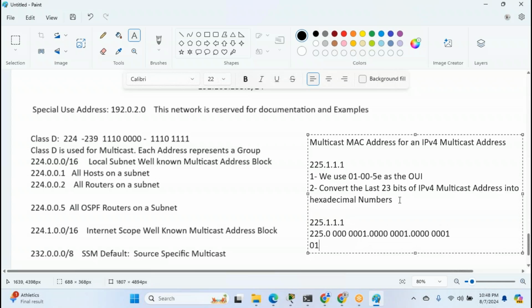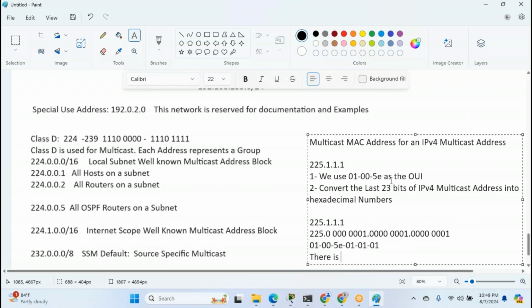So we can write down it as 01005E instead of 255. Now we have to write down these two numbers. So these all are 0, so we put it 0. So this is 0001. Hexadecimal number is 1. Next one is same, 0000, 0001, 1. In this way, we have calculated the multicast MAC address for an IPv4 multicast address.